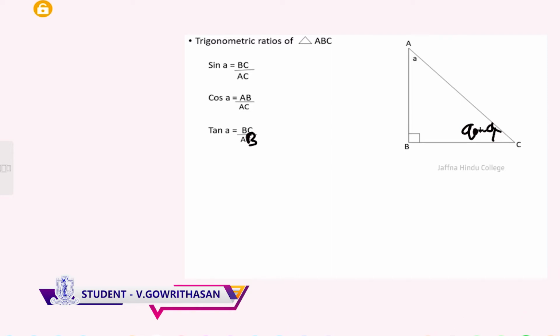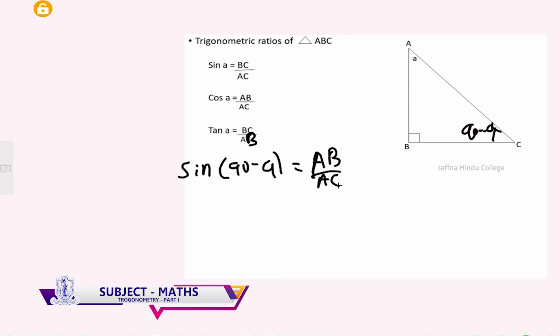So now write the trigonometric ratios for the angle 90 minus A. Let's write sin(90 minus A) is equal to opposite side by hypotenuse. The opposite side of the angle 90 minus A is AB and the hypotenuse, always common, is AC. And then write cos(90 minus A).